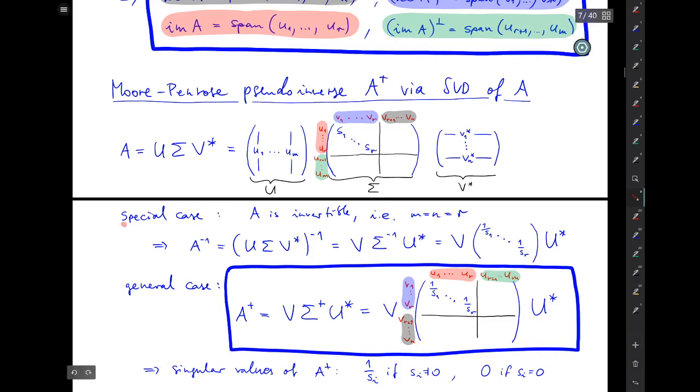One thing that I didn't say in this special case here of an invertible matrix A is that the inverse here is of course also the pseudo-inverse. So if the inverse exists, then that coincides with the Penrose pseudo-inverse. But if not, then that's something different, of course, and here's the formula.